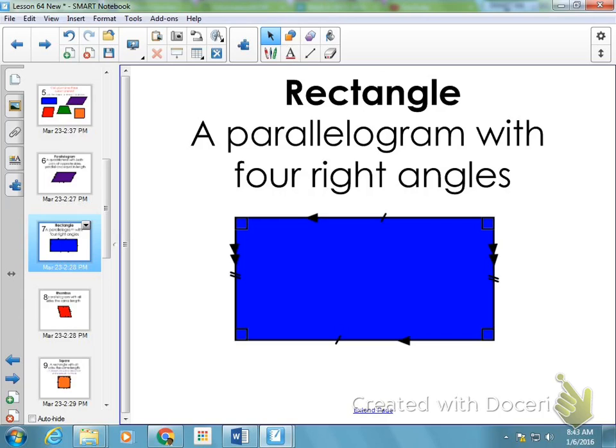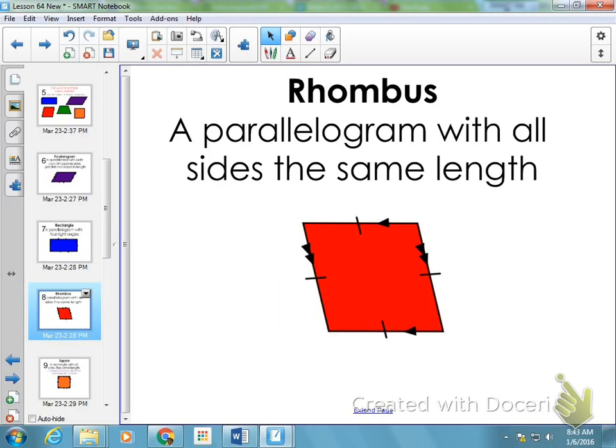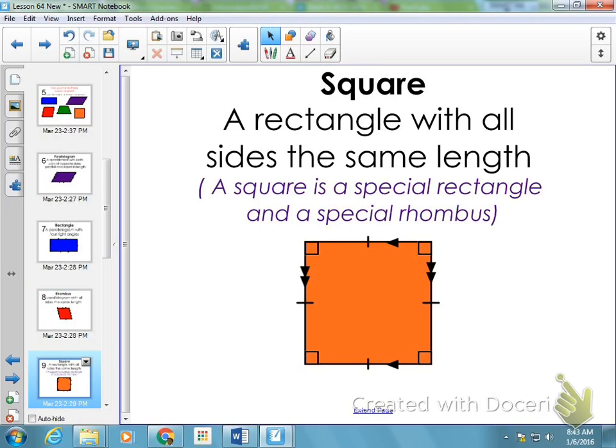Next up, we're going to look at a rectangle. A rectangle is a parallelogram with 4 right angles. So pause the video, write this definition down, and draw this shape. Next, we have a rhombus. A rhombus is a parallelogram with all 4 sides the same length. So pause the video, write this down, and draw the shape. Next, we have a square. A square is a rectangle with all sides the same length. Pause the video, write this down.